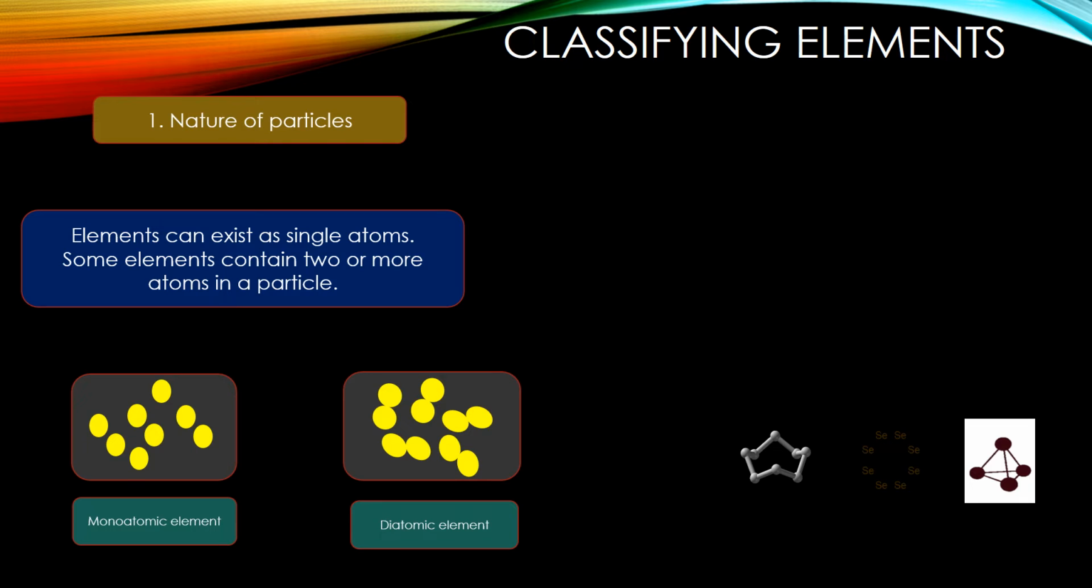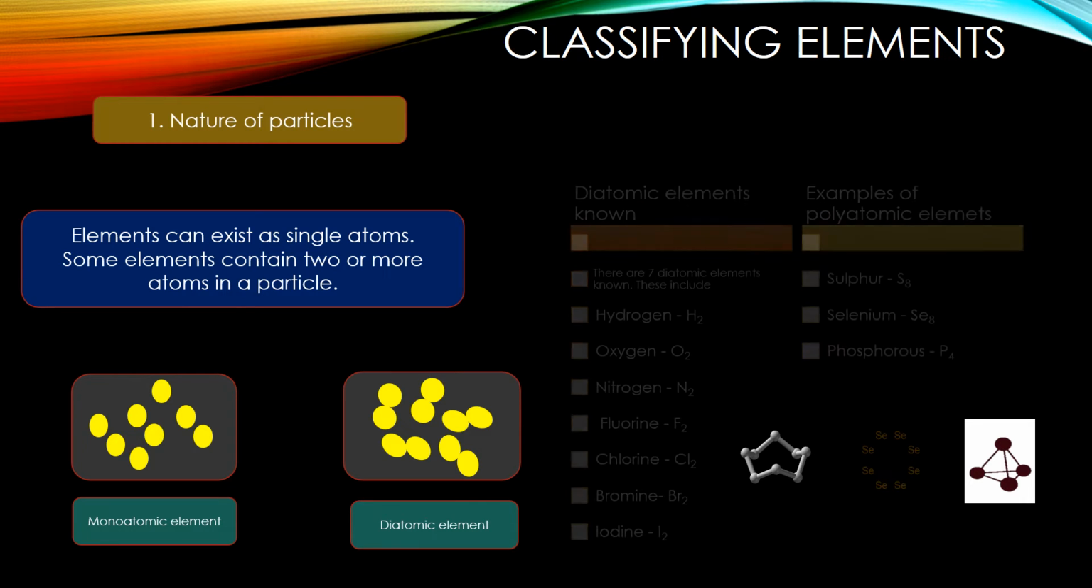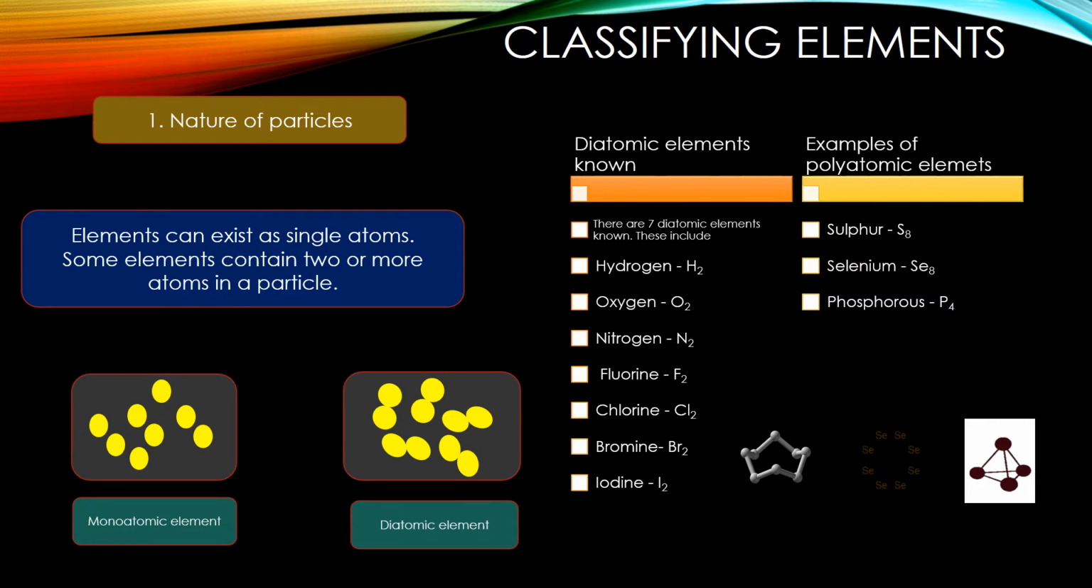So when elements exist as single atoms, we say they are monoatomic in nature. And when they exist as two atoms in a particle, we call them diatomic. There are 7 diatomic elements known. These include hydrogen, oxygen, nitrogen, fluorine, chlorine, bromine, and iodine.